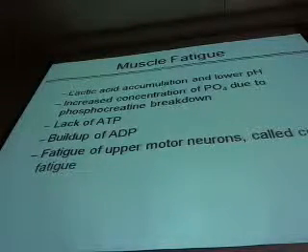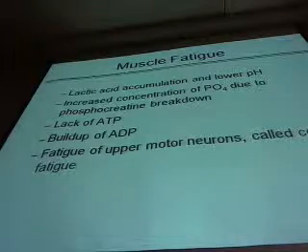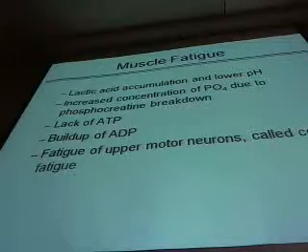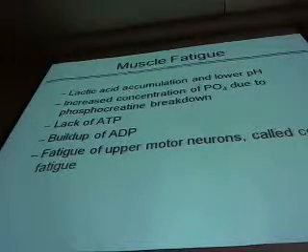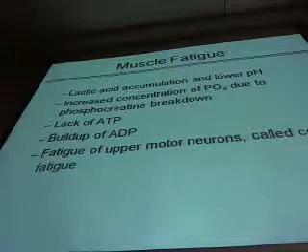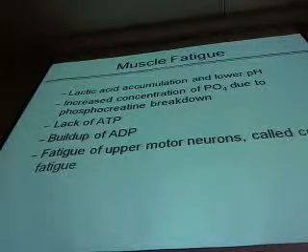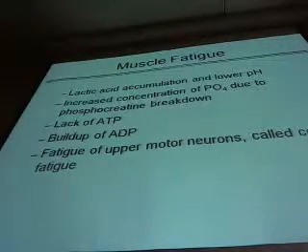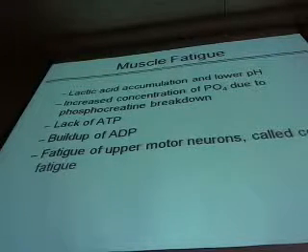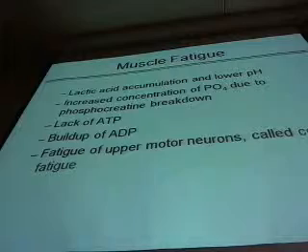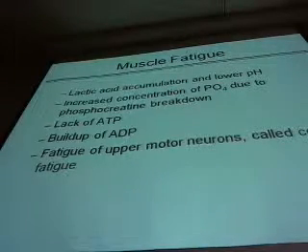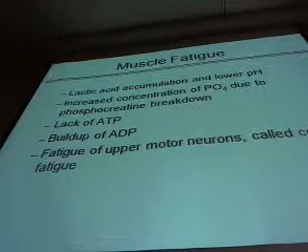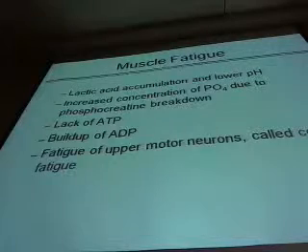You get an accumulation of lactic acid, and it says lower pH. They're not really sure that the lower pH makes that much difference, but it certainly is the accumulation of lactic acid. Increased concentration of phosphorus due to the phosphocreatine breakdown. At some point the phosphocreatine is broken down, the phosphorus is just out in the cytoplasm, not attached to the ADP, and you get ADP. You don't have the phosphorus attached, so you don't have the energy for the muscle.